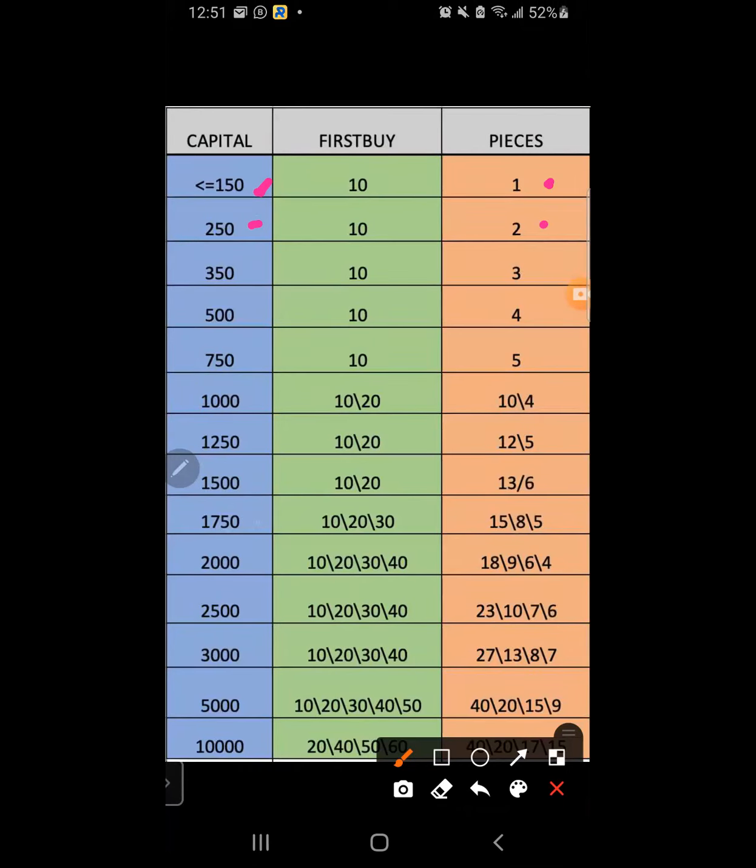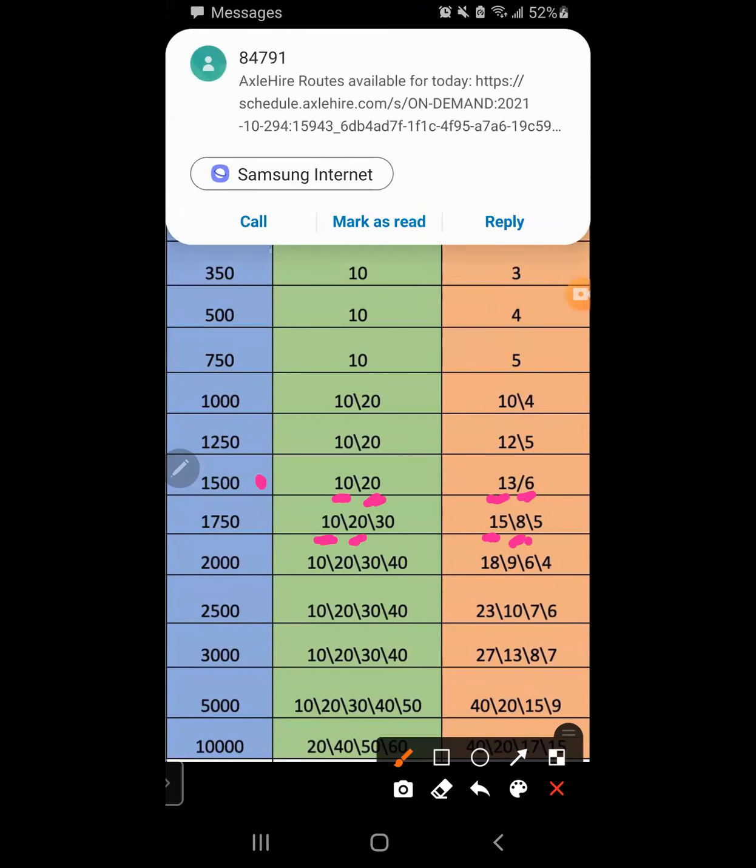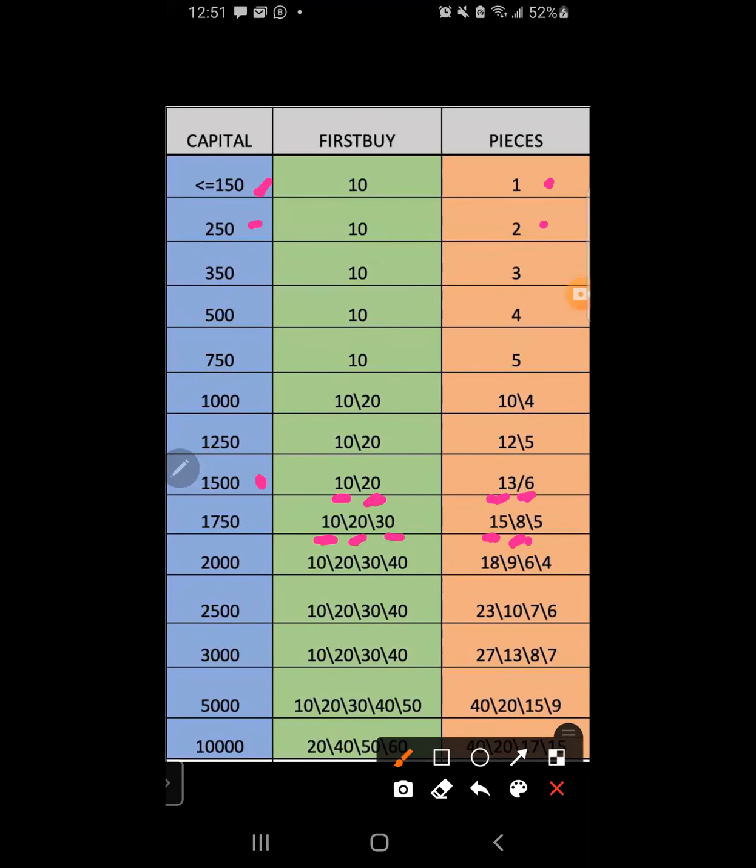And to understand what they did here, if you have 1,005, if you're going to use 10, then take the first one, 13. If you're going to use 20, take the second one, 6. Right? If you have 1,750, you're going to use 10, take the first one, 15. If you're going to use 20, take the second one, 8. If you're going to use 30, take the third one, 5.